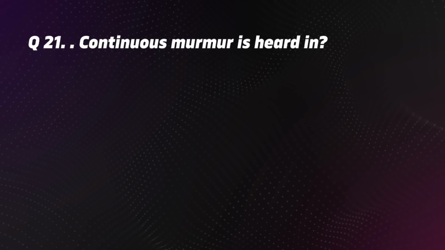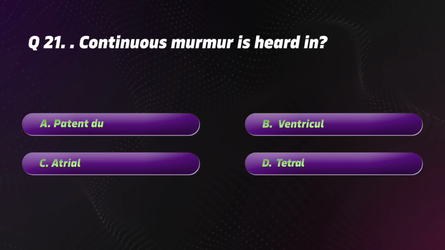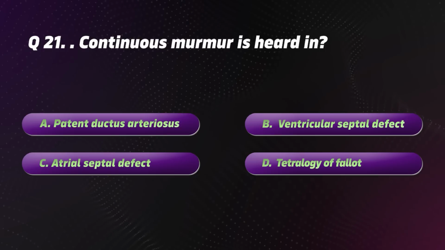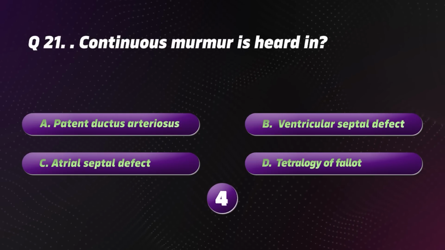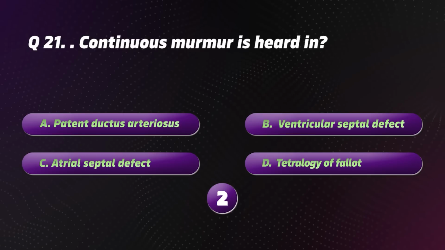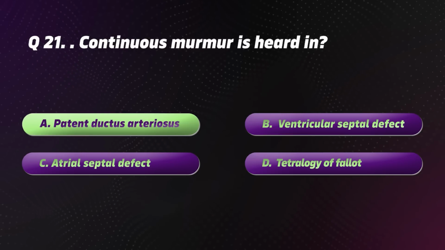Question 21. A continuous murmur is heard in. Here are the options. A. Patent ductus arteriosus. B. Ventricular septal defect. C. Atrial septal defect. D. Tetralogy of Fallot. And the correct answer is option A. Patent ductus arteriosus. Here's the explanation.